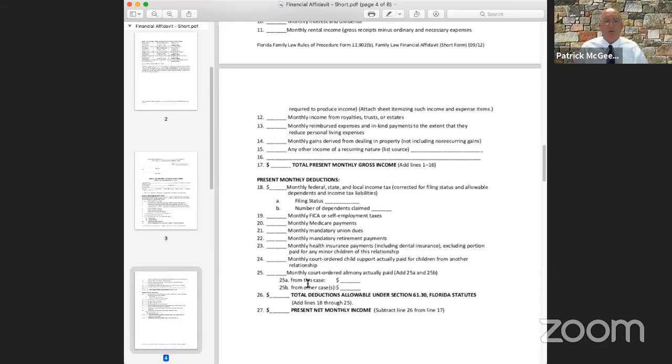These are the allowable deductions. The total deductions go here. You subtract them from your gross monthly income, and your net income comes out here on line 27.